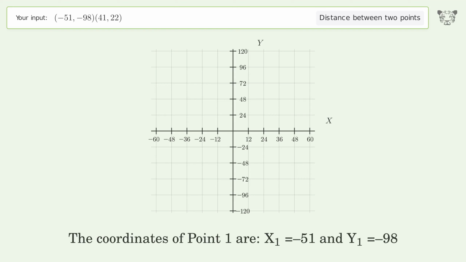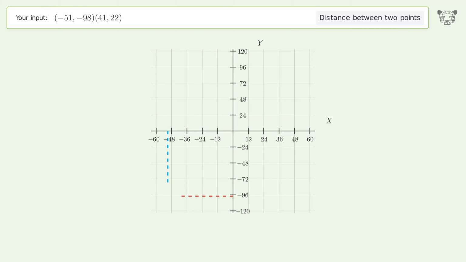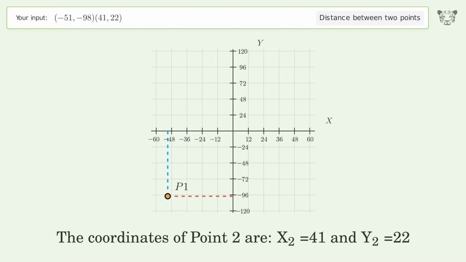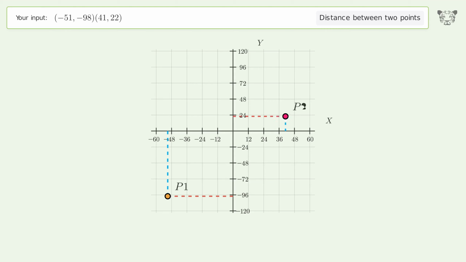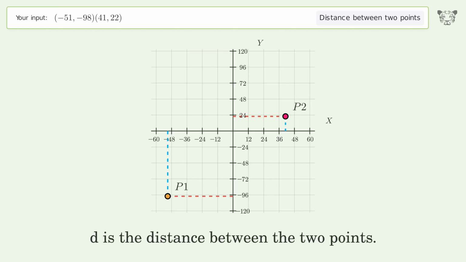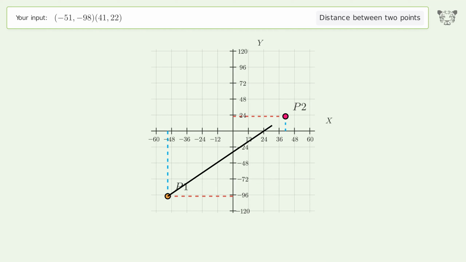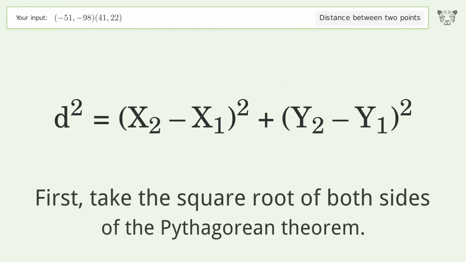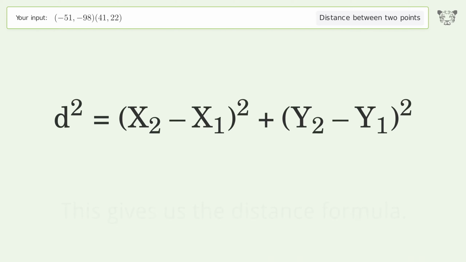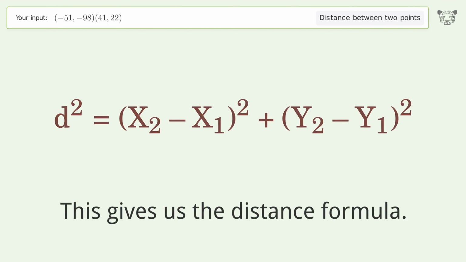The coordinates of point 1 are x1 equals -51 and y1 equals -98. The coordinates of point 2 are x2 equals 41 and y2 equals 22. D is the distance between the 2 points. First, take the square root of both sides of the Pythagorean theorem. This gives us the distance formula.